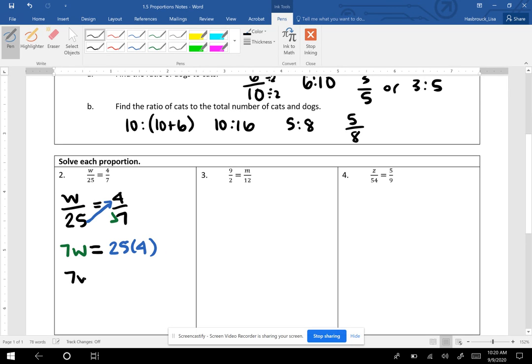Now we can solve this equation. 7 times W is 7W equals 25 times 4 is 100. You would divide both sides by 7. So W is equal to 100 over 7. And that's it.